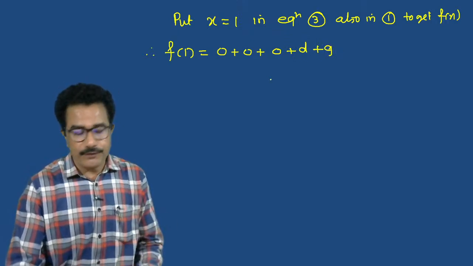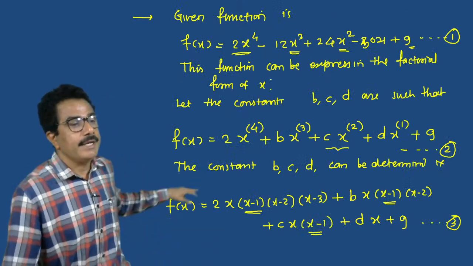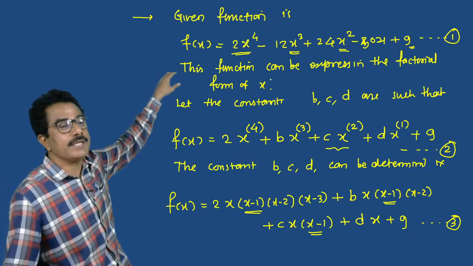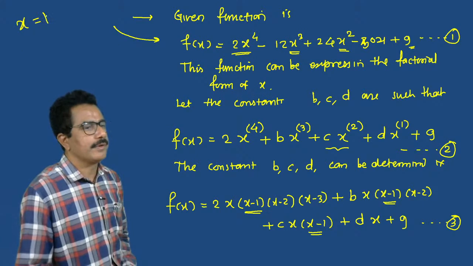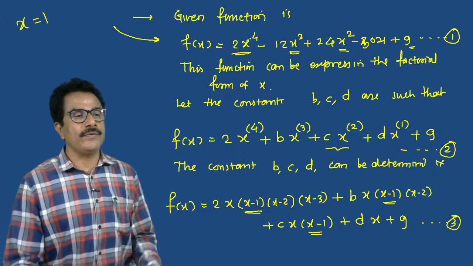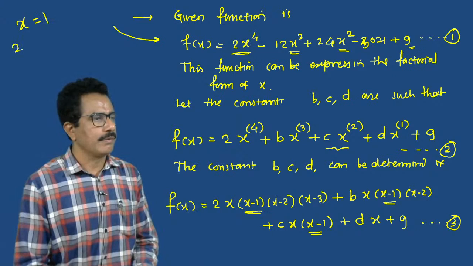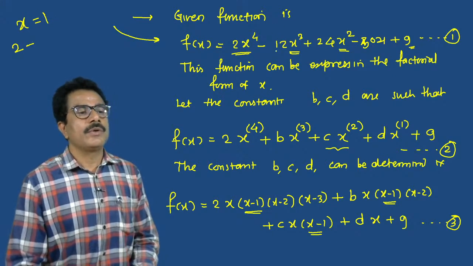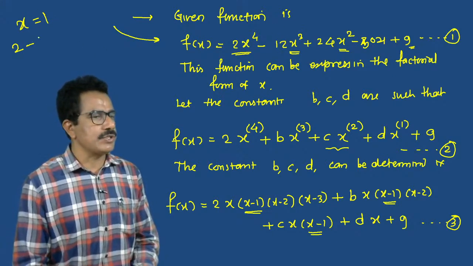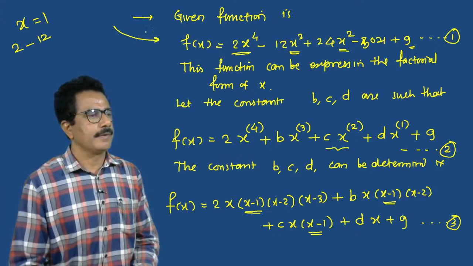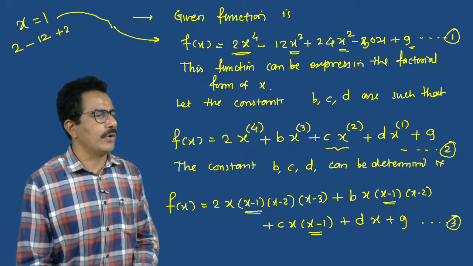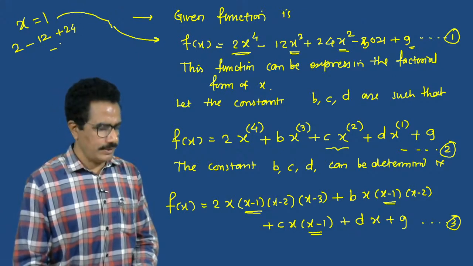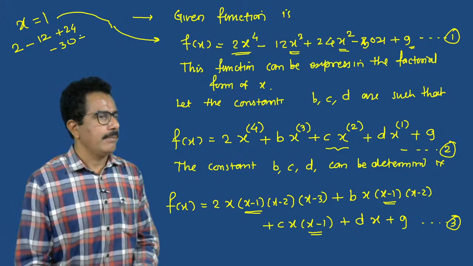अभी देखो, f of 1 की वैल्यू चाहिए हमें. f of 1 की वैल्यू चाहिए तो इक्वेशन 1 में यहाँ पे x इज इक्वल्स टू 1 रखो. 2 into 1 raised to 4 means 2, minus 12 into 1 raised to 3 means minus 12. Put this plus 24 minus 30 plus 9.